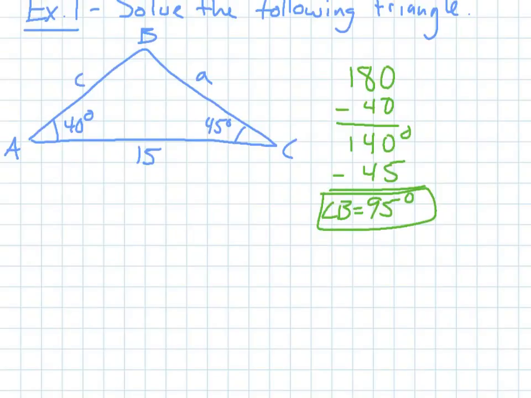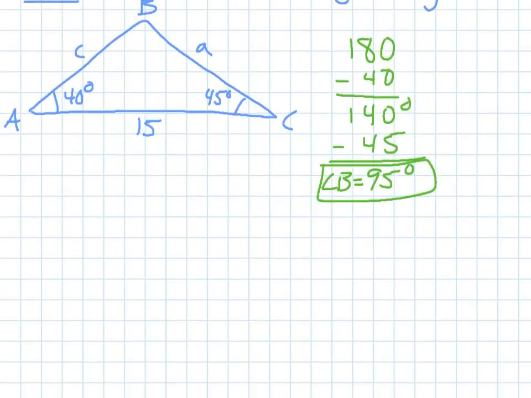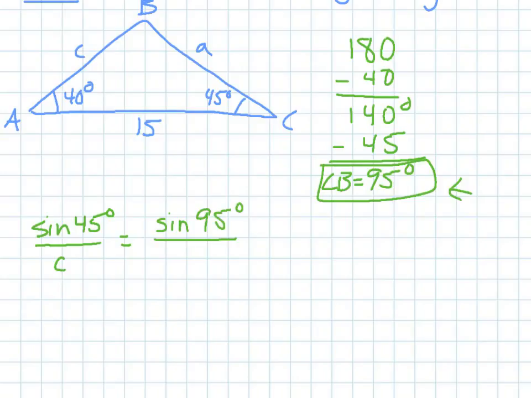Now if I want to find, let's say, side C, so then here I want to set up a proportion. So in this case, we want to involve the sine of the angle that is opposite of the side that we don't know. So sine of 45, so angle C. Okay. Then we want to set it equal to one that I completely know. So since I know angle B and the side of B, then I want to use sine of 95 degrees over 15. Okay? Then from there, I want to cross multiply, and I want to solve.